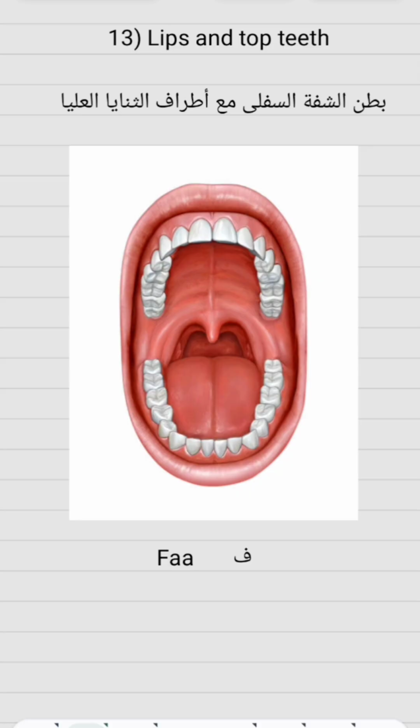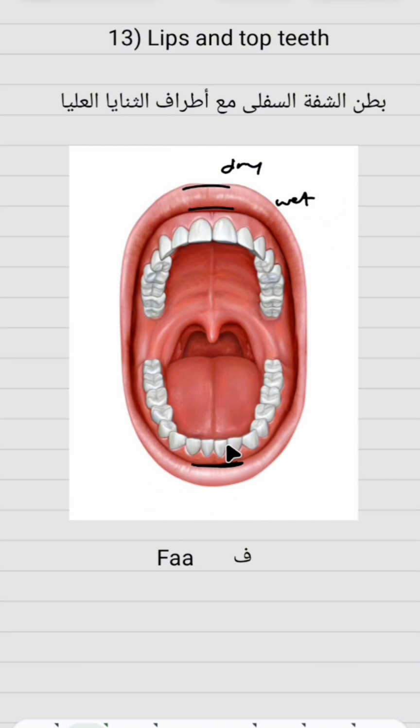The next pronunciation we have is to do with the lips and the top teeth. بطن الشفة السفلى مع أطراف الثنايا العليا. So بطن الشفة السفلى means the wet portion of the bottom lip, right? On your lip, you have the outer dry portion and you have the inner wet portion. Okay, so now we're talking about the wet portion of the bottom lip, which is somewhere here.